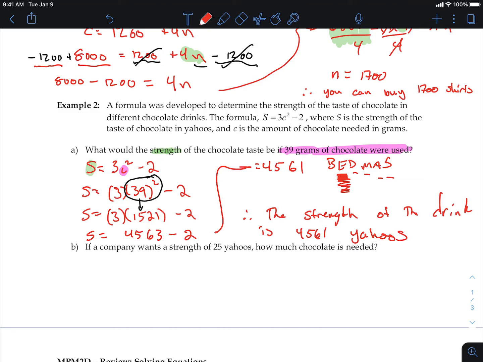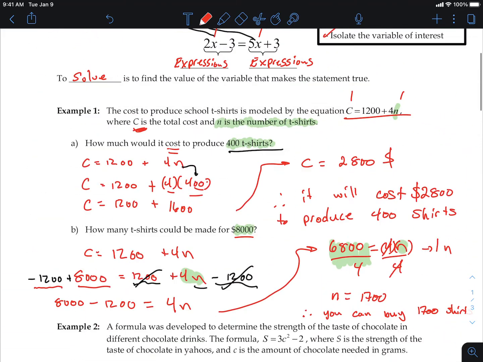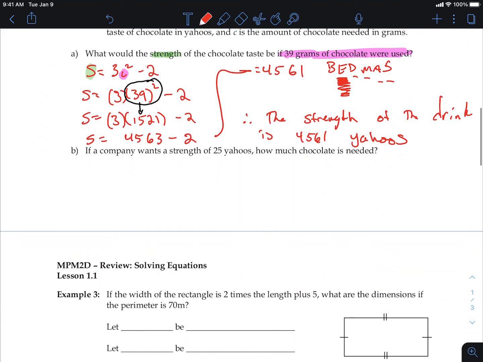The next one's just a little bit trickier. Again, we're just knocking it up one notch at a time here, okay? So if a company wants a strength of 25 Yahoos, this is basically the same question as before. I'm just going to rewrite the equation. Strength of 25 Yahoos. So strength is the key word here, so I'm going to replace the S with 25. So 25 is equal to 3c squared minus 2.